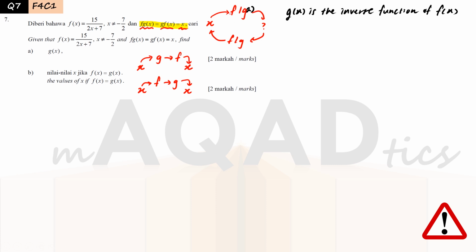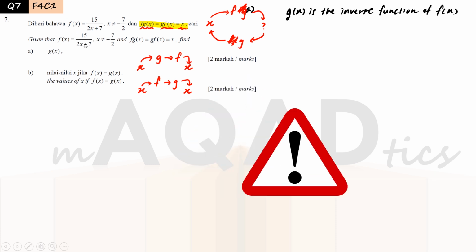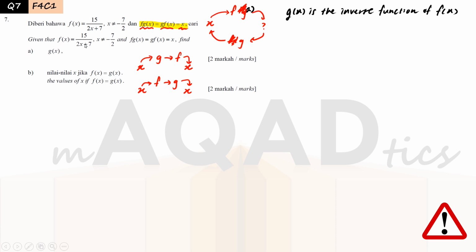Okay, so for example, I apply f first, then I apply g, I still get back the same result. So this proves that these two functions are inverse of each other. And for part A, we are finding g of x, so this means I need to inverse this function. So to inverse this function, I would use this washing clothes example.